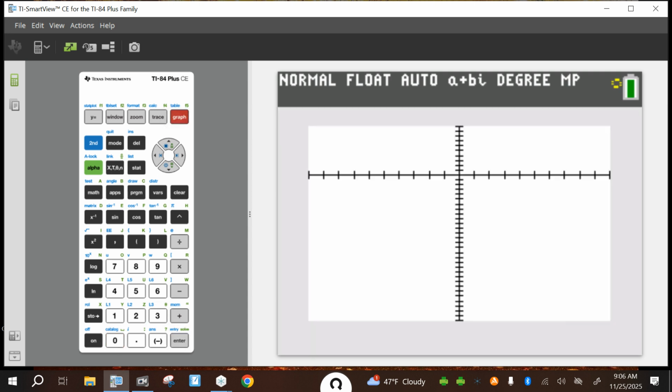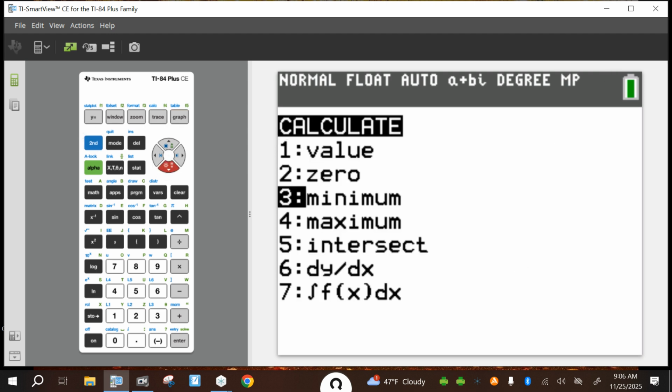And then just hit graph. Now do we see that full parabola? Yes. Now what are we trying to find with that parabola? The minimum value, because that's going to help us find our range. So second trace, choose minimum.